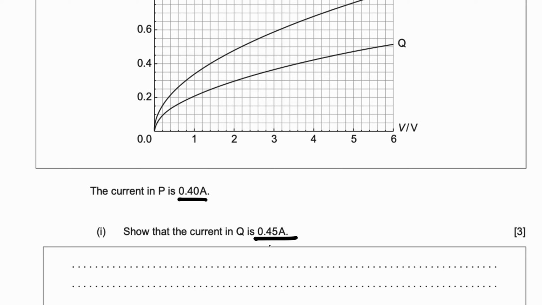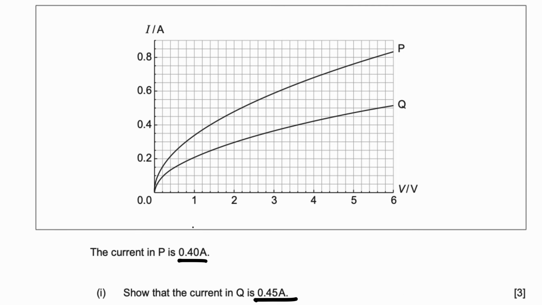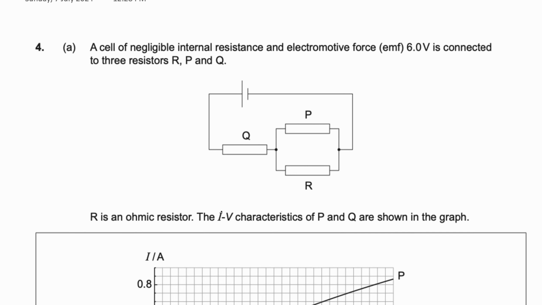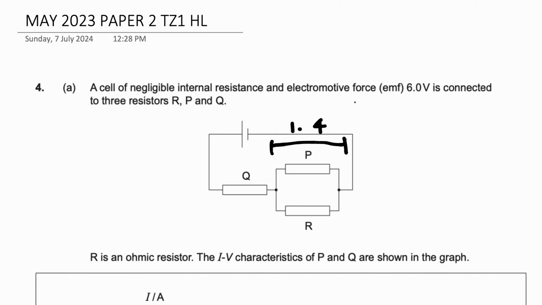So let's get started. So we know the current in P is 0.4 amperes. So let's find that on this graph. So when P has a current of 0.4 amperes, it has a voltage difference of 1.4. Okay, so that means across P there's a voltage difference of 1.4, and so we know there is supposed to be a total electromotive force of 6 volts.